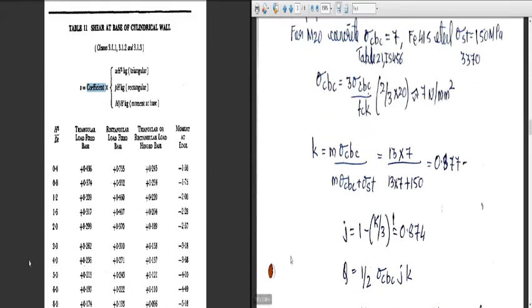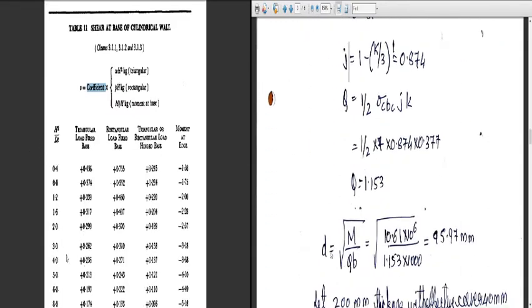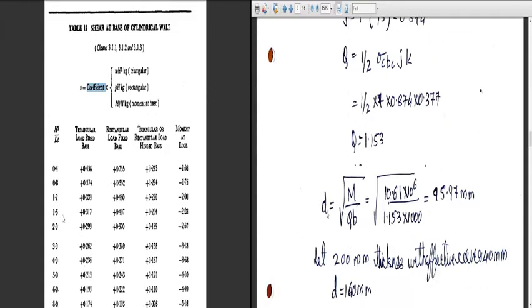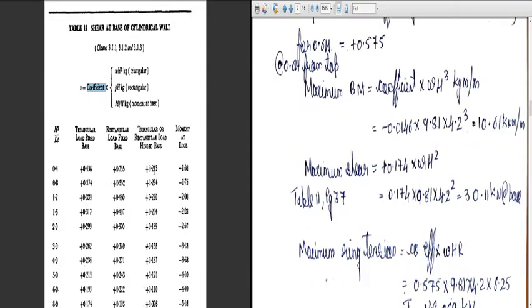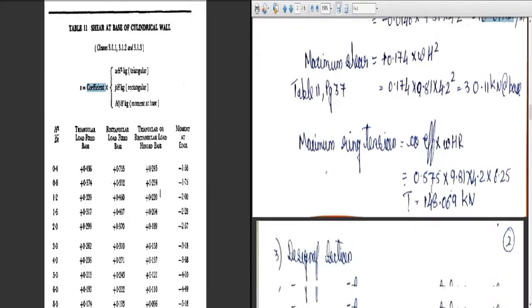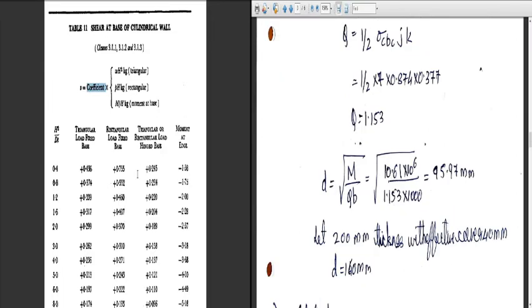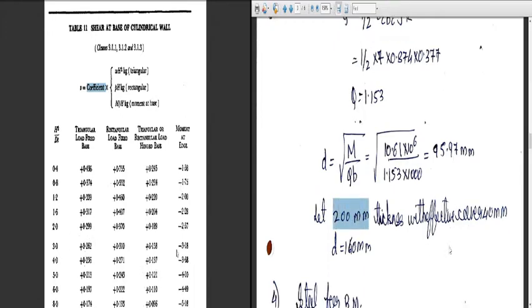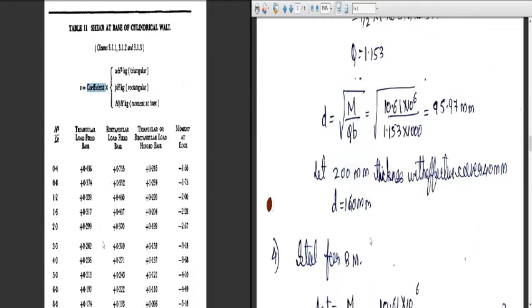So remember, the design of circular water tank is according to the working stress method. So whatever we are computing, K, J and Q, is according to the working stress method. The minimum depth D is equal to square root of M divided by QB. The moment we have calculated is 10.61 kilonewton meter. So 10.61 into 10 raised to 6 divided by Q value 1.153, and width we will take as 1000. So it is working out to be 95.97 mm. So let 200 be the thickness with effective cover of 40 mm, so D is equal to 160 mm.